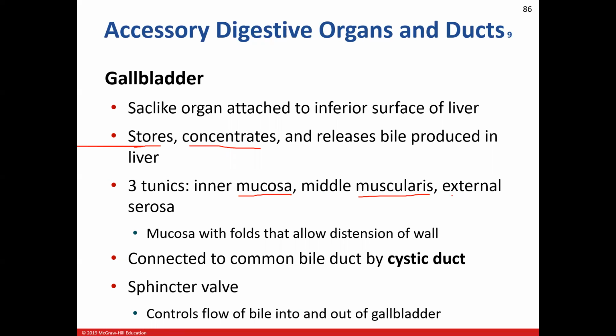So we will see, with the gallbladder, that it will receive the bile from the liver, but then it will expel the bile from the gallbladder through what we call the cystic duct here. We'll see this in a second. All of this is governed by another valve here, which is under the control of the hormone cholecystokinin.